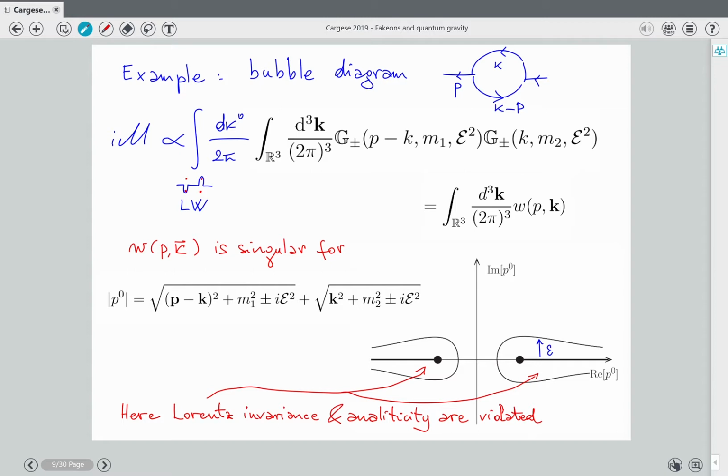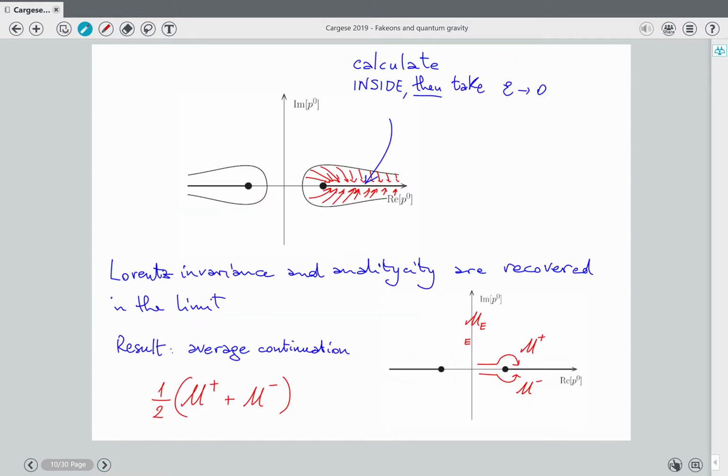And the third option is to go inside the region, compute your amplitude there. The result will be not Lorentz invariant and not analytic. And then, from the inside, you take the limit epsilon going to 0, you shrink the region, and in the limit you recover analyticity and Lorentz invariance. However, with some caveats.